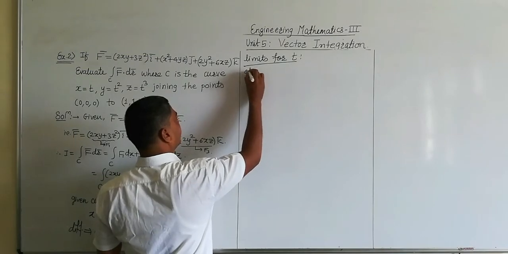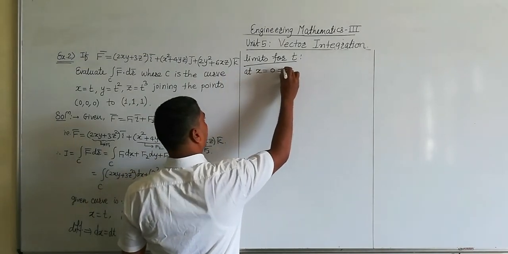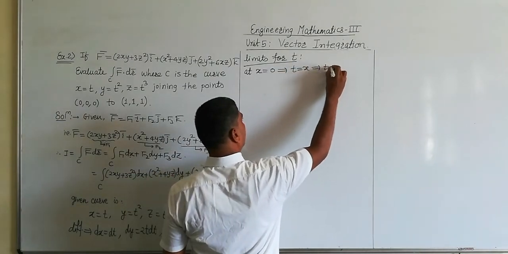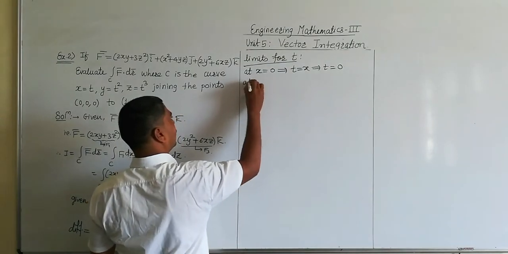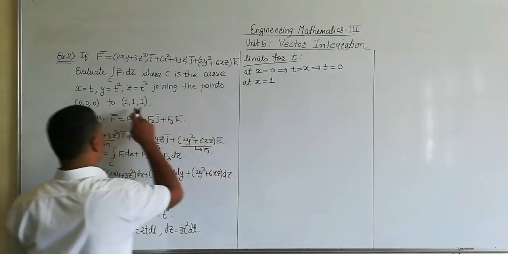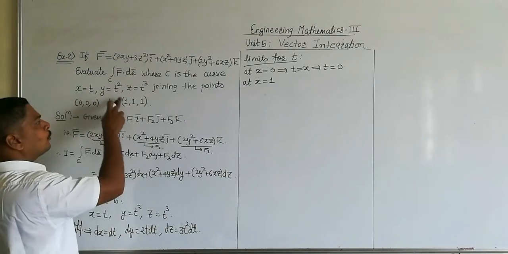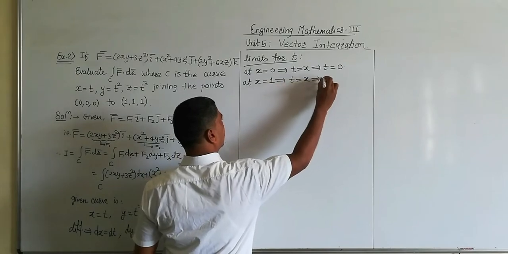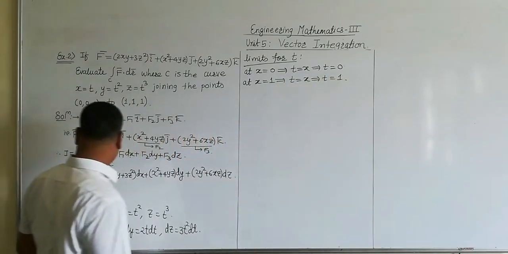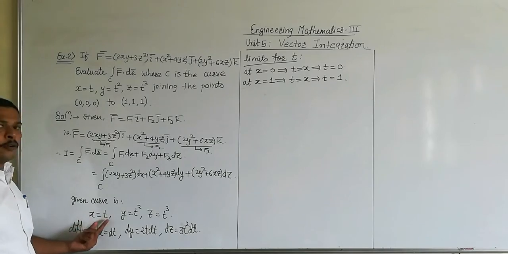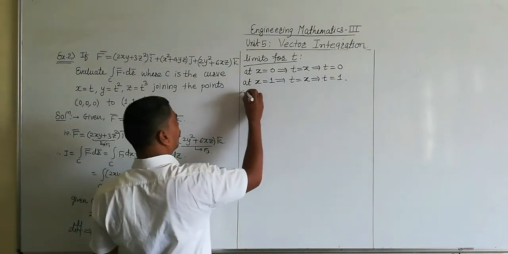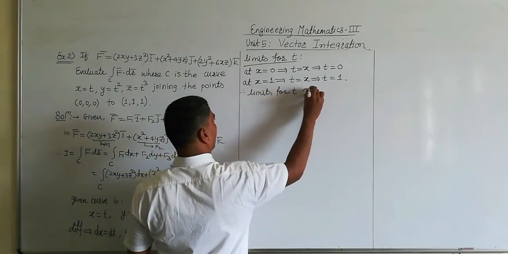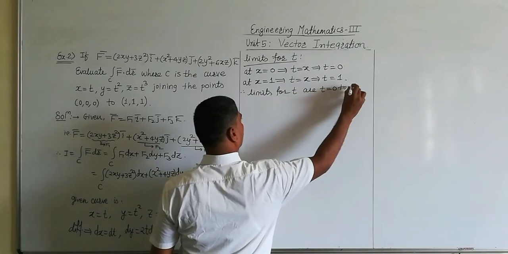So at x is equal to 0 implies t is equal to x. So this implies t is equal to 0. And at x is equal to 1, implies t is equal to x. So this implies t is equal to 1, right? From this equation, x is equal to t or t is equal to x. And therefore, limit for t are t is equal to 0 to 1.